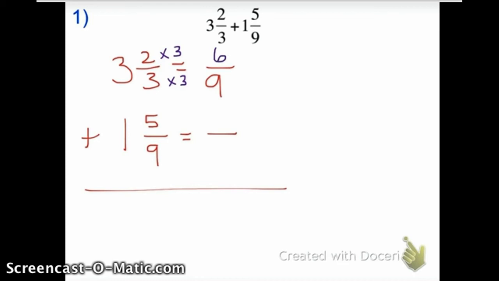You don't need to rewrite this fraction right here over again. If you want to, you can, just so you have it all lined up. So if you wanted to line it up like that, you could. You don't have to, though.